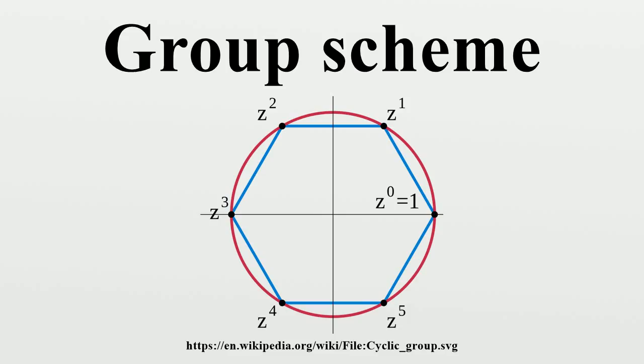A left action of a group scheme G on a scheme X is a morphism G ×_S X → X that induces a left action of the group G(T) on the set X(T) for any S-scheme T. Right actions are defined similarly. Any group scheme admits natural left and right actions on its underlying scheme by multiplication and conjugation.